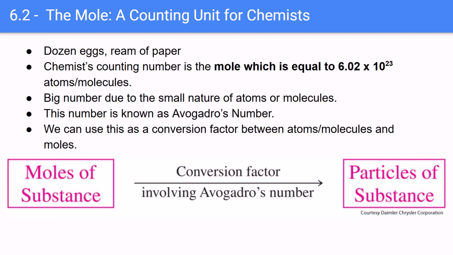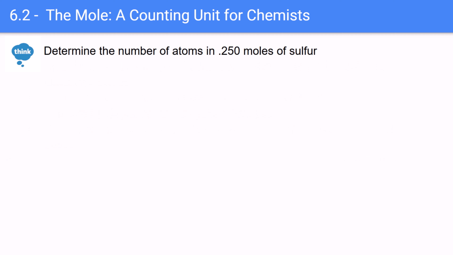This is a big number due to the fact that atoms and molecules are very, very tiny, which makes it very difficult to deal with large quantities of materials because the number of atoms is relatively large. This number in and of itself is known as Avogadro's number, and because this is the number of atoms or molecules per mole, we can use it as a conversion factor between atoms, molecules, and moles. So we're going to use this as a conversion factor to convert between different amounts of a substance. The first thing it asks us here is to determine the number of atoms in 0.250 moles of sulfur. So we're going back to the dimensional analysis that we've learned previously, but we're just going to be utilizing different ways to convert between two things.